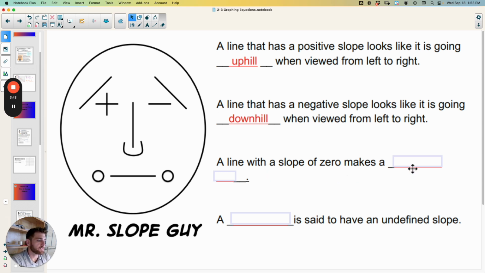A line with a zero slope makes a horizontal line, so that's his mouth right here, and it looks like these are little dimples here that represent 0. So that's a horizontal line, just something to help you remember it. And then lastly, we have a vertical line, and that's whenever we have an undefined slope.